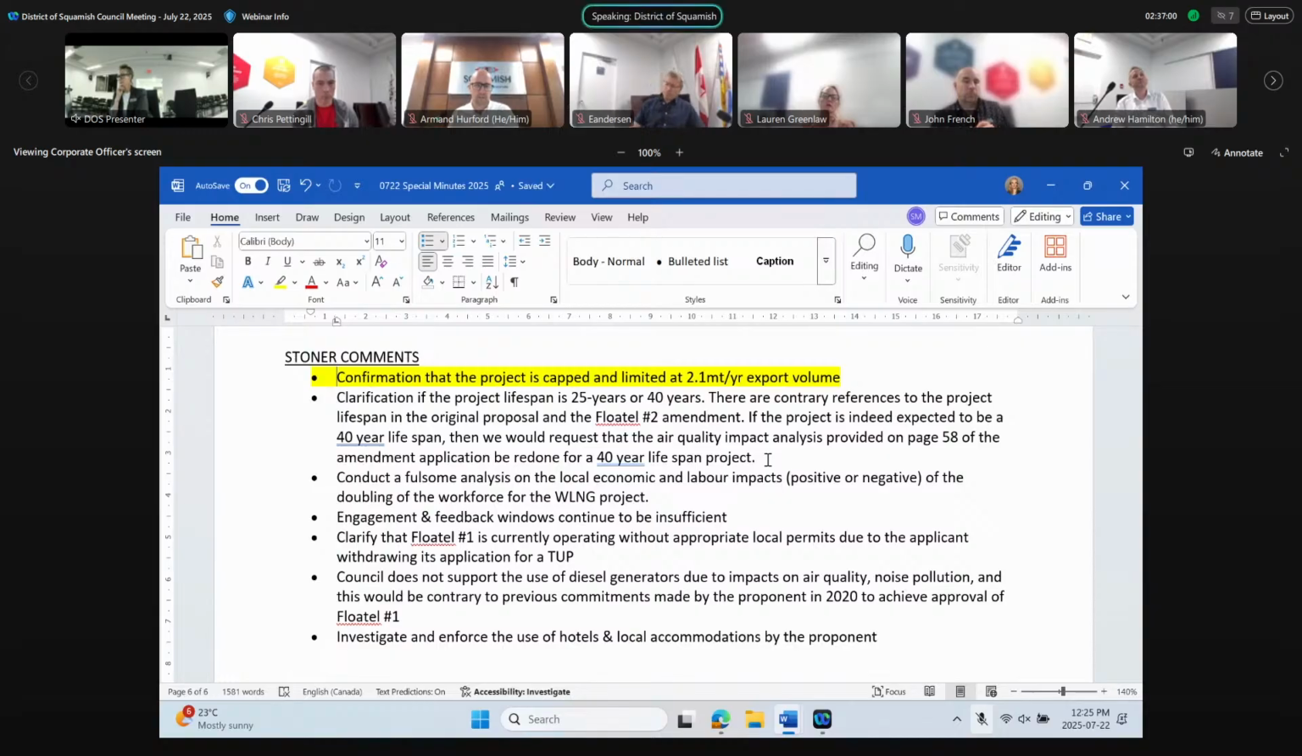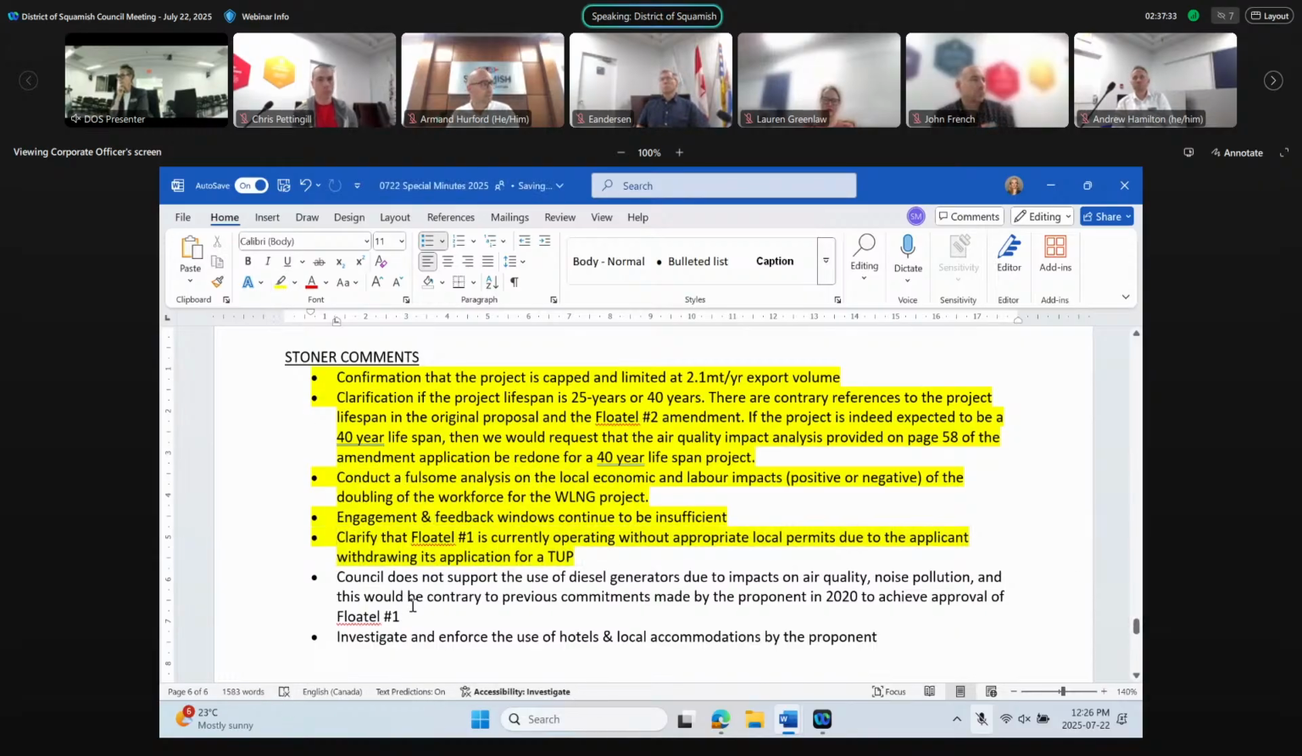The next point is local economic and labor impacts of doubling the workforce. Okay. And then the engagement feedback windows continue to be insufficient. Okay. Restating that the Floatel 1 is currently operating without appropriate local permit and why. Let's see, no, and then the discussion around the diesel generators.